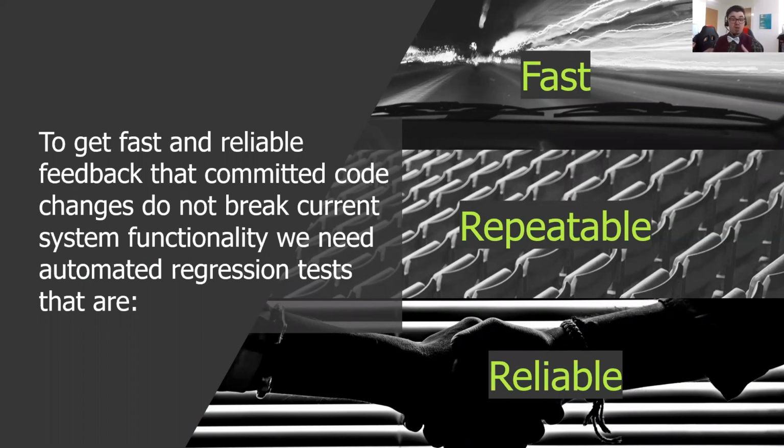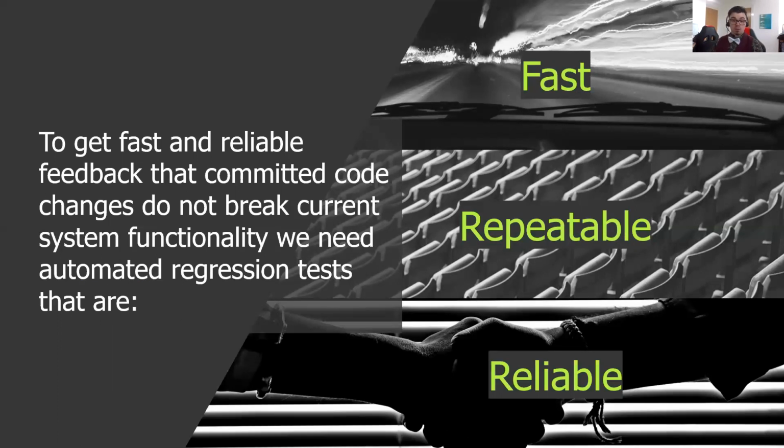And in order to get fast and reliable feedback for the code changes that we make, we need automated regression tests as well as good manual testing, but we need regression tests that are going to give us feedback quickly, repeatably, and reliably. And what we tend to find is that in environments where we have really big test environments, where we have to build up and spin up things, we're not able to get fast, repeatable, and reliable information.